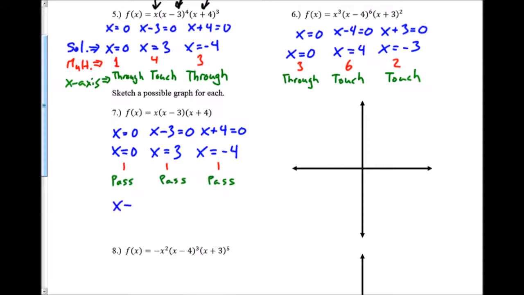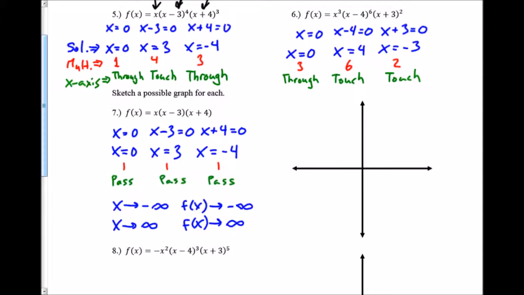So I look at x going to negative infinity, and I look at x going to positive infinity. And again, I plug each of these in. If I plug a negative infinity in, I'm going to have a negative times a negative times a negative, which is a negative. If I plug a positive in, I'm going to have a positive times a positive times a positive, which is a positive.